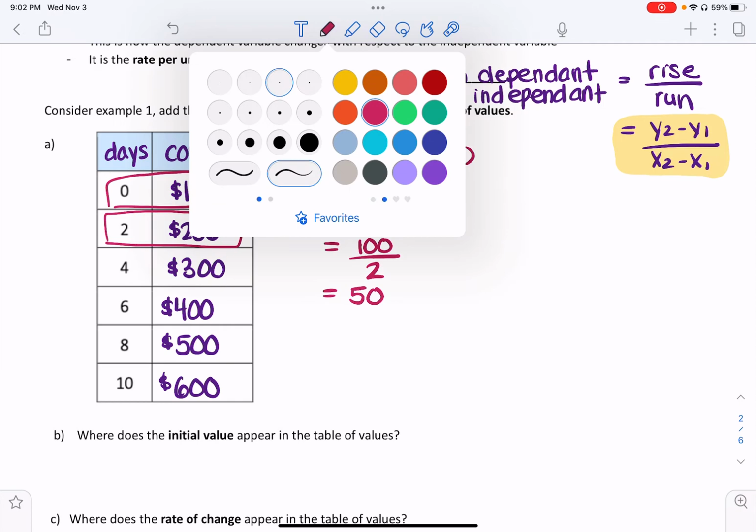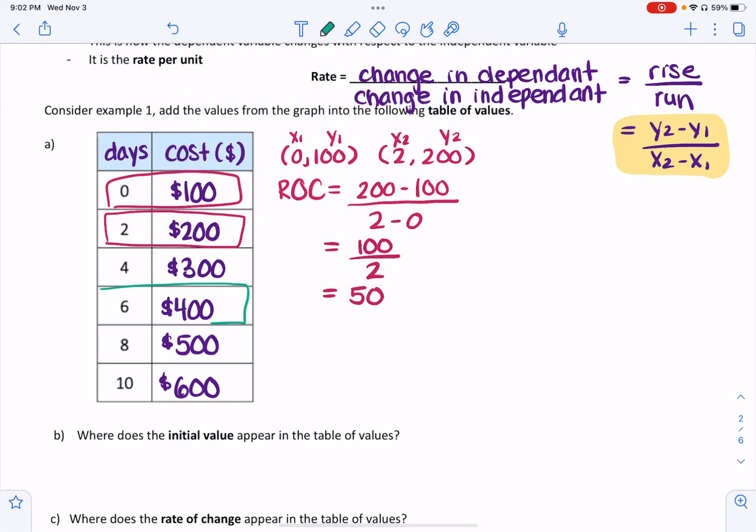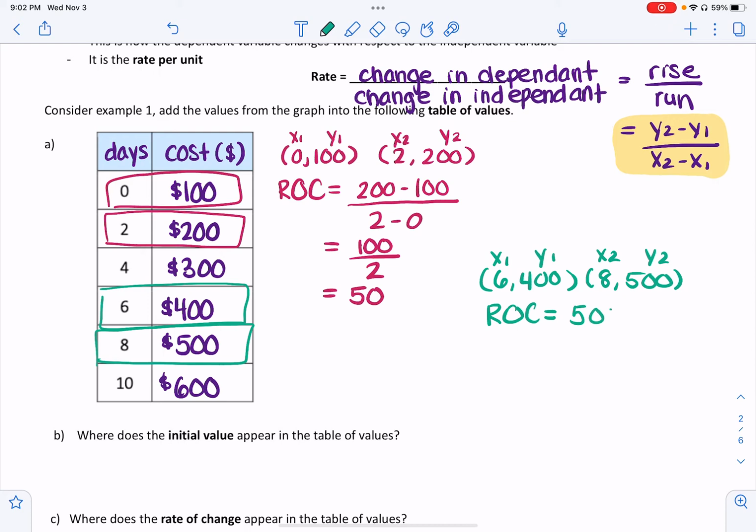I can pick those 2 points, or if you'd like to, you can pick different points as well. We could pick these 2 points here. So these 2 points would be (6, 400) and (8, 500). And I can do the same thing. Now, it doesn't matter which 2 points you pick. You can absolutely pick whichever points you want. And if you see here, even when I pick different points, I should get the same answer. So 500 minus 400 divided by 8 minus 6 is 100 divided by 2, which is 50.